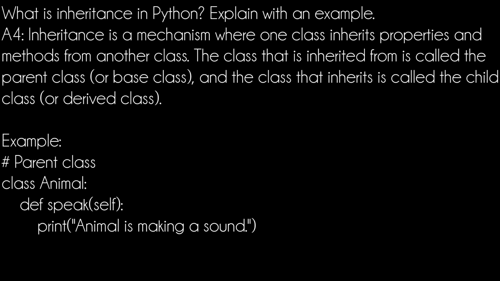What is inheritance in Python? Explain with an example. Inheritance is a mechanism where one class inherits properties and methods from another class. The class that is inherited from is called the parent class or base class, and the class that inherits is called the child class or derived class.